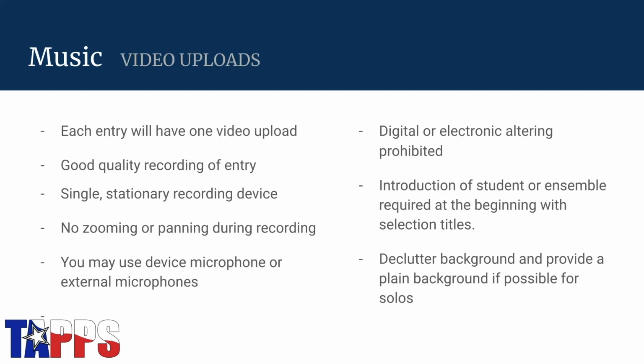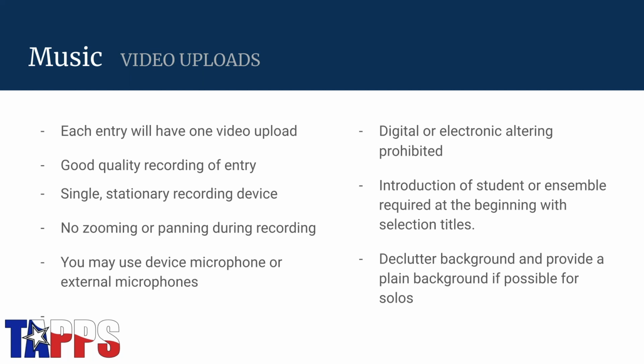For the music video uploads, each of your entries will have one video upload. So your concert selections that have 3 songs, that will be compiled as one video. So solos will each have a video, small ensembles with that 1 song, 1 video, and your concert with your 3 songs, or your medium ensembles, which have multiple songs, will just be 1 video each.